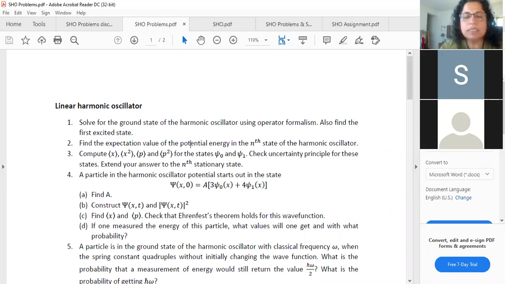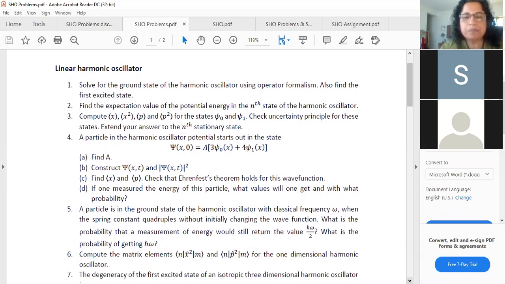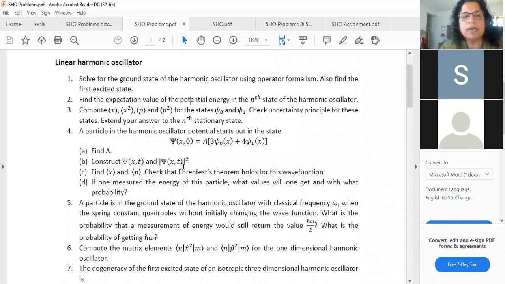Again, please note this is a problem where you're starting off at a particular state. Now please note that it's not an even distribution. You have a mixed state which has a weightage of 3 on the ground state and a weightage of 4 on the first excited state. And of course there is a normalization factor. So try finding A.